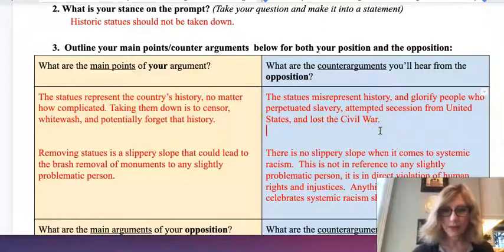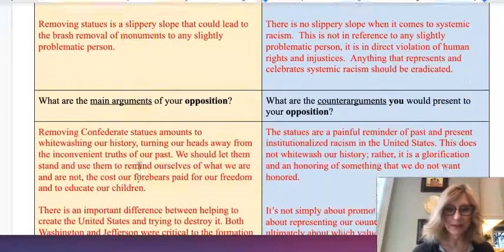What are the counter arguments? If you were the other side, what would you say in direct answer to that one? Well, you could say the statues misrepresent history and glorify people who perpetuated slavery, attempted secession from the United States, and lost the Civil War. So again, the opposition counter argument is in direct response to the main point argument.